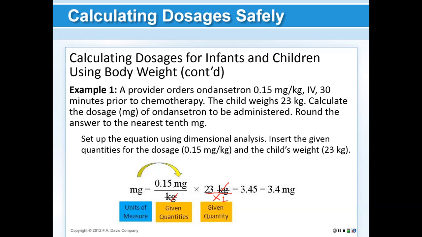So we've gotten rid of our kilograms, and we're left with that milligram label, which is perfect because that's what we're looking for. You would just take your calculator, and 0.15 times 23 is 3.45. When we look at our instructions to round to the nearest tenth, or that first decimal, actually here's an error in the book, folks. We would be rounding to 3.5 because this is 5 or greater. So your answer would not be 3.4, your answer would be 3.5.